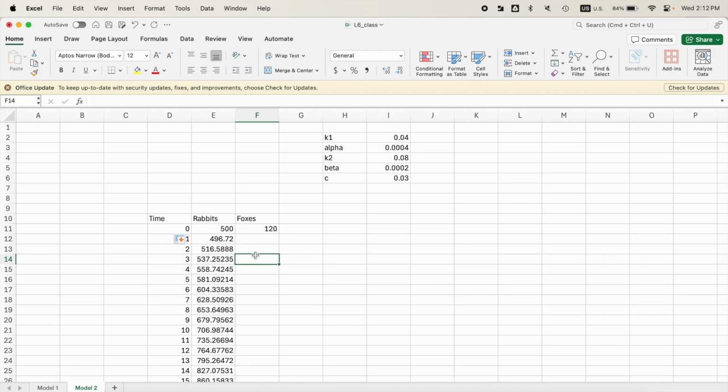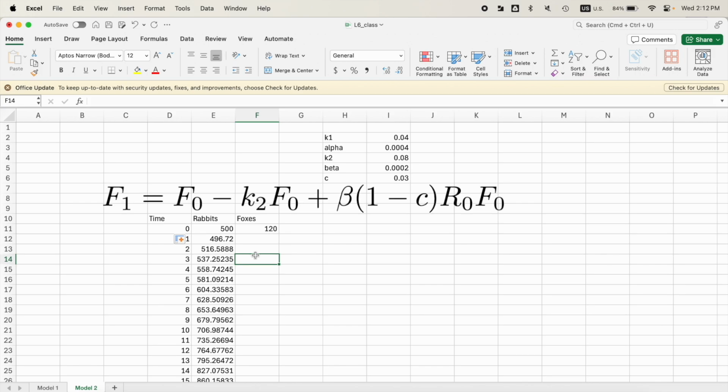Now I'm going to move on to fox populations. So fox populations F1 equal to F0 minus K2 times F0 plus beta times 1 minus C times R0 times F0. So type that into Excel. So F0 minus K2, which is here, times F0 plus beta times 1 minus C times R0 times F0.